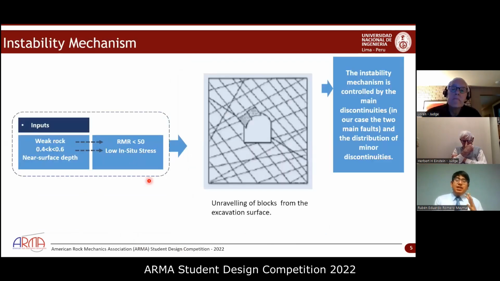Okay, in the instability mechanism, we have the characteristics of a weak rock with R less than 50. Also, this allows stressing the tunnel with depth near the surface. So we consider the instability mechanism is controlled principally by the main discontinuities. And the minor discontinuities are not mentioned in the problem, but it is assumed that it produces an unraveling of blocks from the excavation surface.